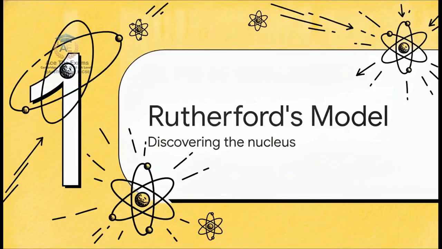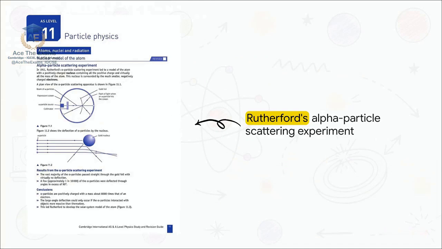Section 1. Rutherford's nuclear model. This is where we establish the absolute baseline of matter, and where a lot of students make their first critical errors. Okay, look at the setup. This is Rutherford's famous 1911 alpha particle scattering experiment. We are firing a beam of positively charged alpha particles at a microscopic sheet of gold foil.